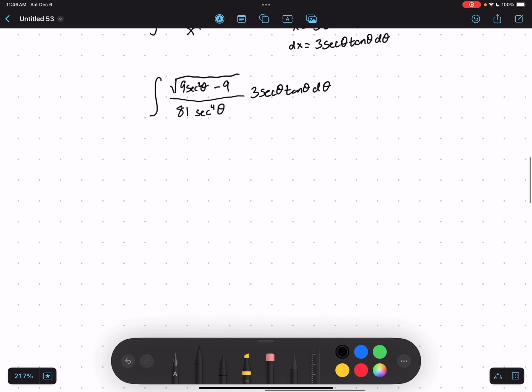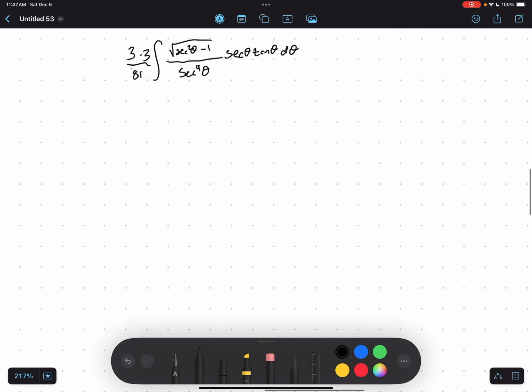The next step, obviously, is to purge all of the constants. So we'll start by purging this 9 here. We'll extract that 9 and say 9 times secant squared theta minus 1. And then the square root of 9, obviously, is 3. So we'll pull that 3 out, and then we'll pull this 3 out, 3 times 3, over 81 on the bottom. So then we can rewrite this as the square root of secant squared theta minus 1 over secant to the fourth theta, and then we can put secant theta tangent theta d theta on the side there.